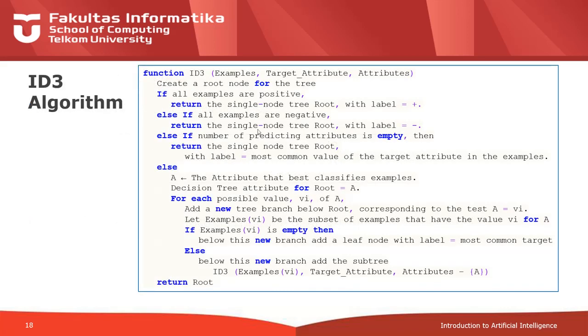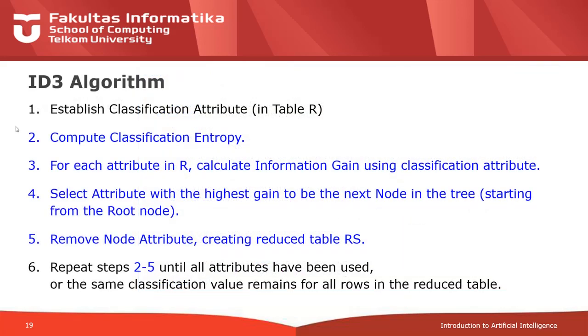And then this is the ID3 pseudocode algorithm. So what it means is we have six steps, but steps 2 to 5 will be repeated. First, we need to know what is the attribute that will be classified, what is the output attribute or label in a table called R. And we will have multiple tables after this.